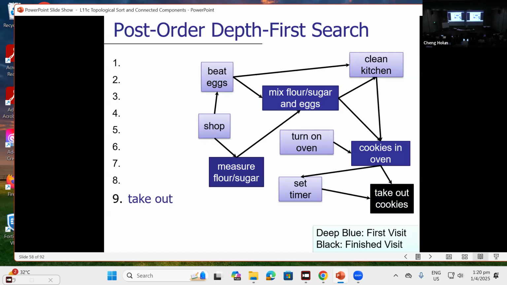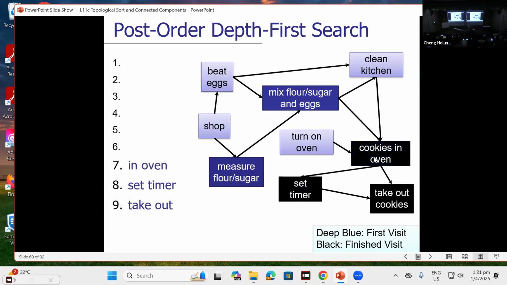It's the last thing I want to do. Then if you follow the depth search, you will backtrack to cookies in oven. Are you done with cookies in oven? Did you finish all your neighbors? Not yet. So you go to set timer. So set timer is the next one you did. And you go back to cookies in oven. Good. When you backtrack to cookies in oven, you finish. That's how you do it.